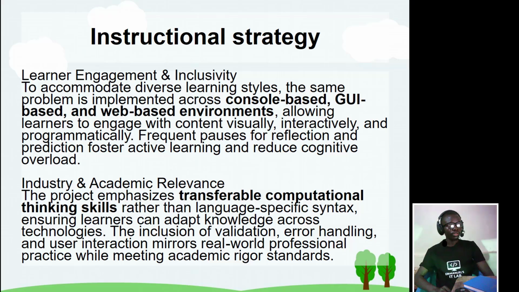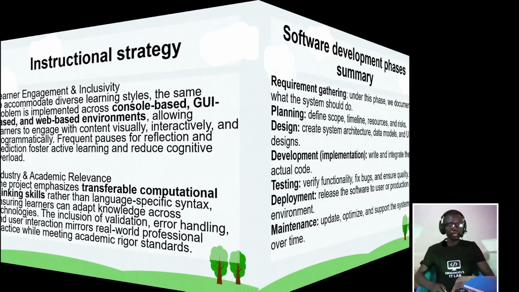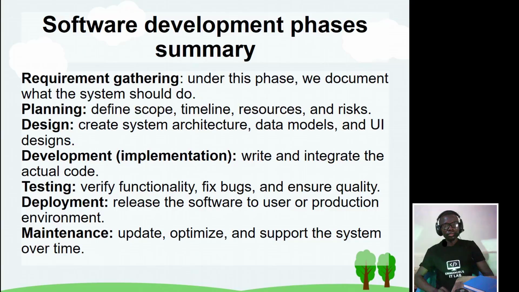So the inclusion of validation, error handling, and user interaction mirrors real-world professional practice. So that is exactly what we are going to do. We are going to make sure our application is able to handle errors and everything which will show up. So in every software development process, there are stages which are followed, or phases. Now the first phase is the requirements gathering.